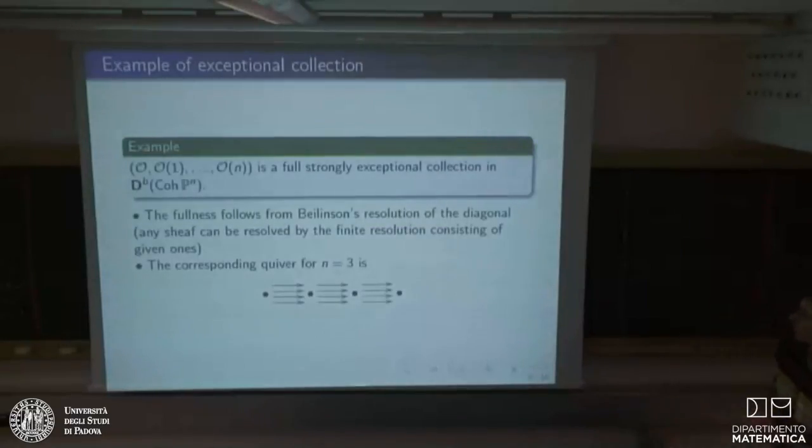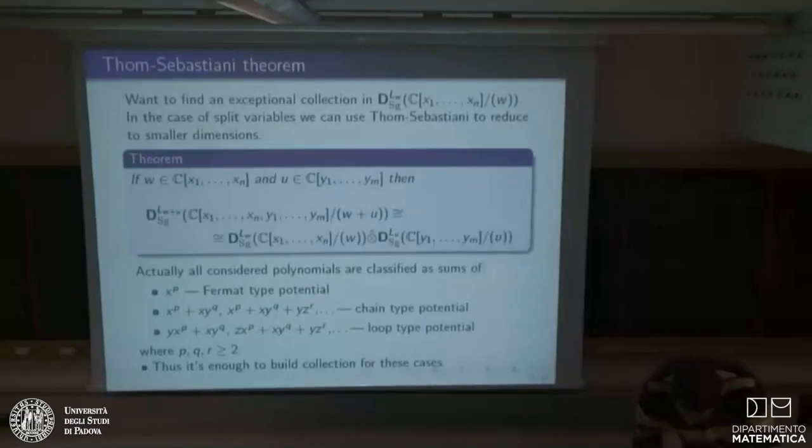Okay, for example, twisted structure sheaves form a full strongly exceptional collection in D^b(Coh P^n). It is easy to compute homomorphisms and to understand why this is a strong exceptional collection, and Beilinson's resolution of the diagonal tells us that this collection is full. Okay.